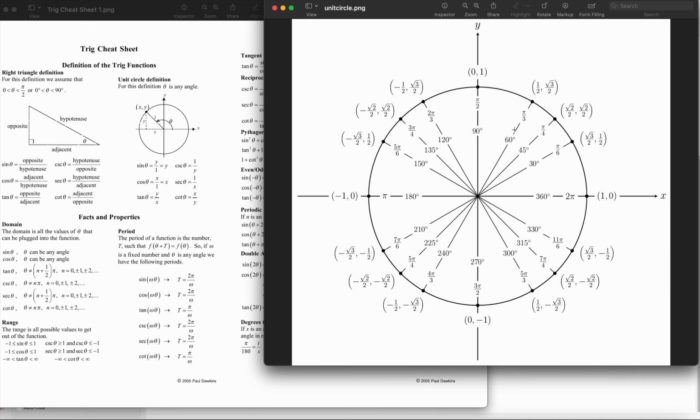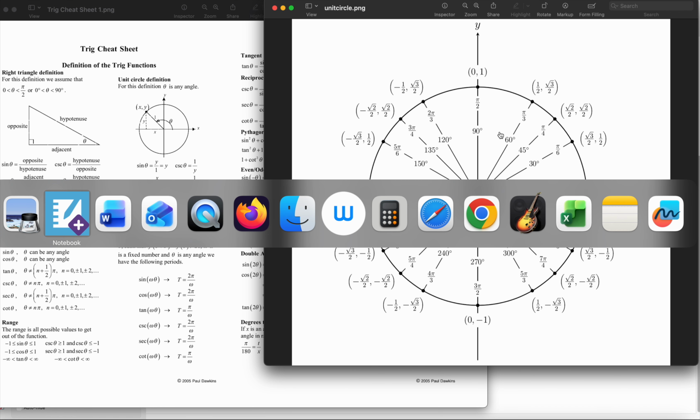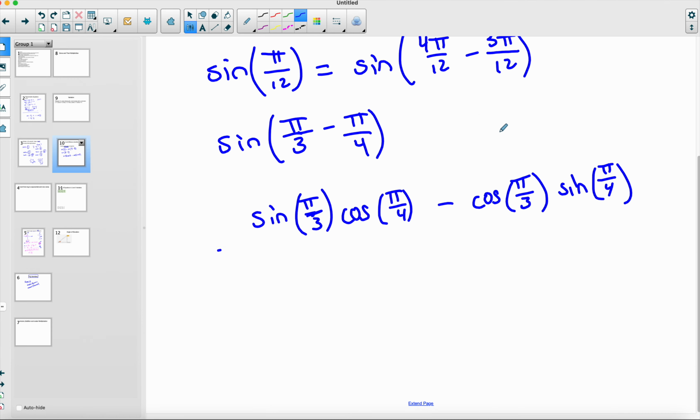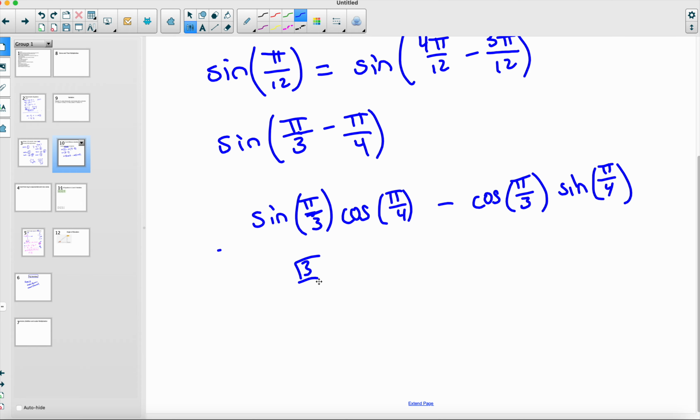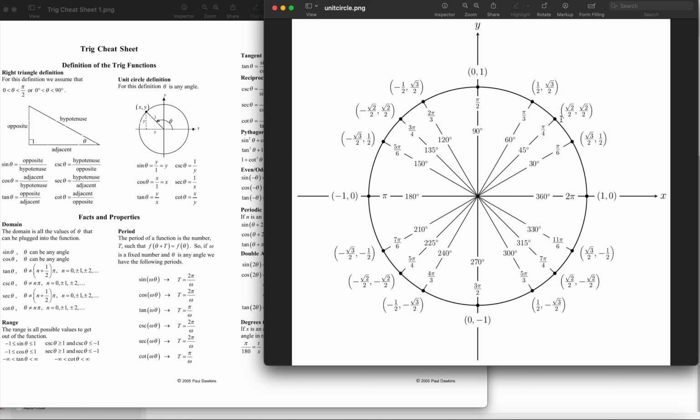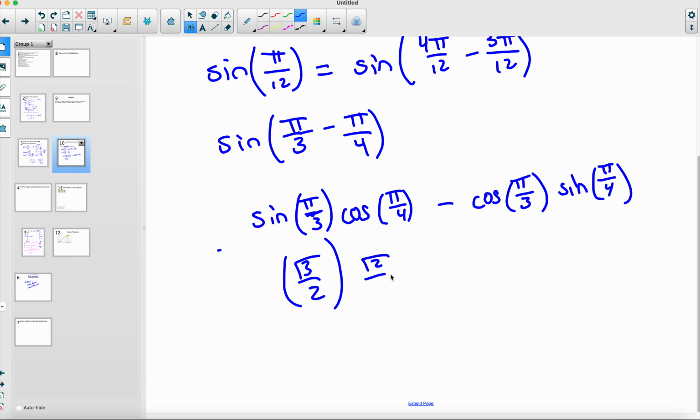Okay. My unit circle. That's what I was looking for. Sine of pi over 3. I go to pi over 3. Sine is the y coordinate. Square root of 3 over 2. Times cosine of pi over 4. Go to pi over 4. Cosine is the x coordinate. Square root of 2 over 2.